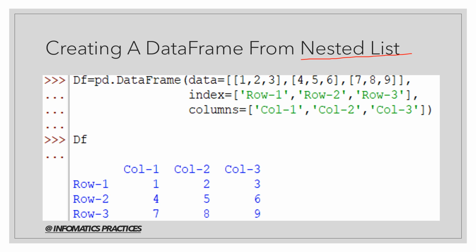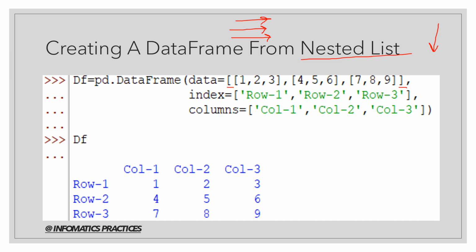Now let's create a data frame from nested list. If I would have just put a list, it would make a column of a data frame. Here I am taking a nested list. That means there is a list which has three other lists in it. And as there are three lists, these three lists will now become the rows, not the column, because this is a nested list.